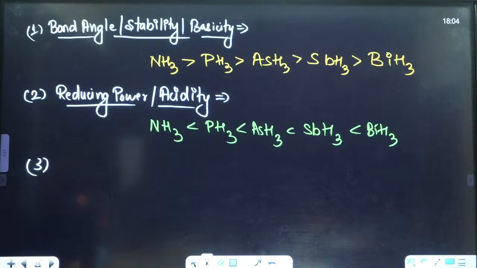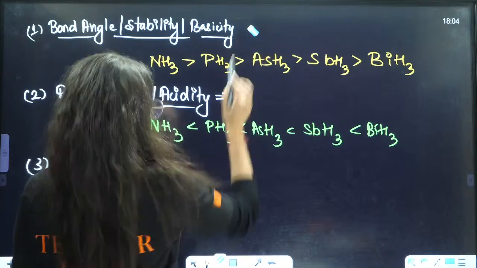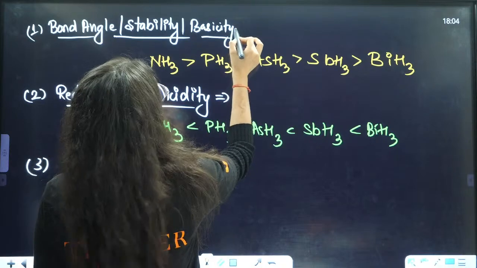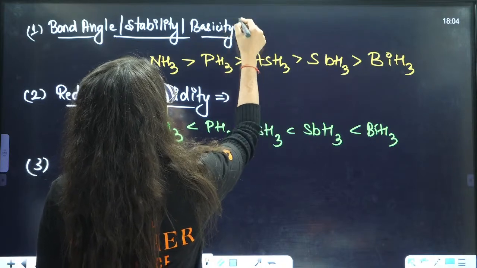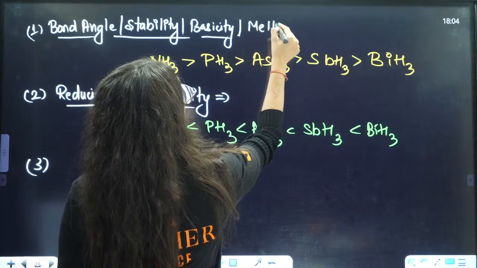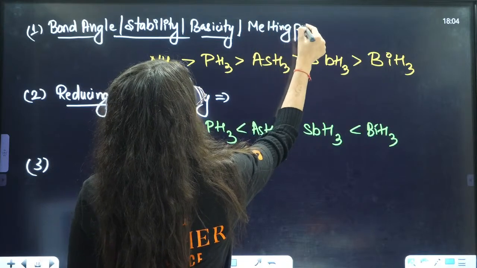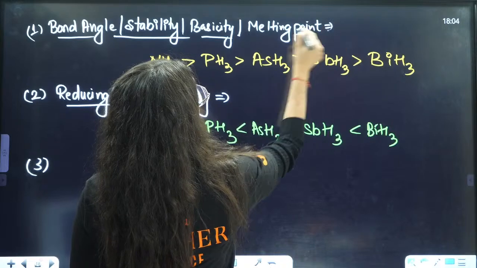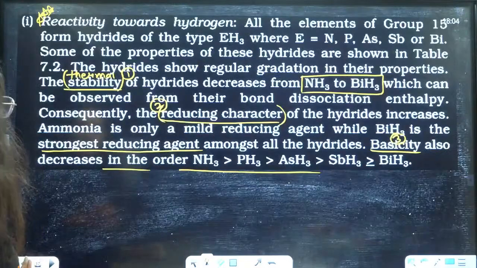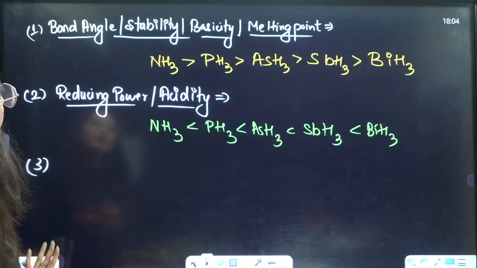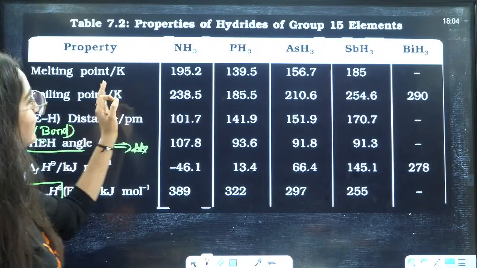So here you can write, just give me a second. Boiling point has a very weird order. Here you can also write melting point. That will also have the same order only, right? Let us see the melting point order here.